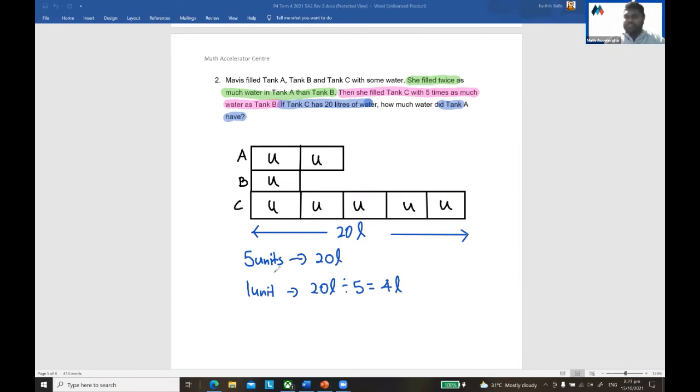So the question is asking how much water did tank A have, right? So tank A, so make sure you put in your model what you want to find. Okay, so put that question mark there. So you want to find for 2 units. So it's 4 liters times 2, which equals 8 liters. Therefore, how much water did tank A have? Tank A had 8 liters. Okay, so I must write down, tank A had 8 liters. That's all.